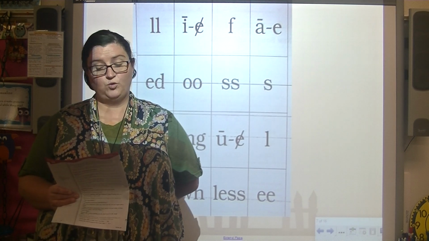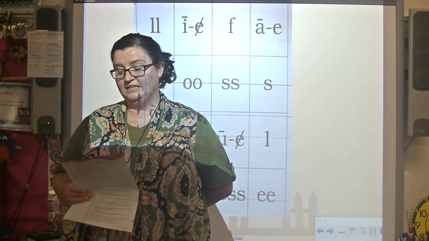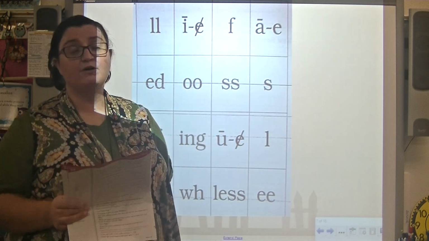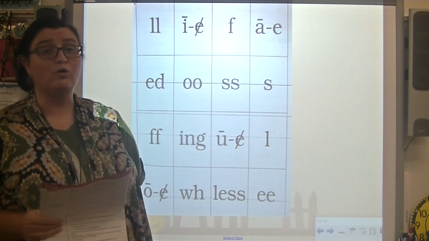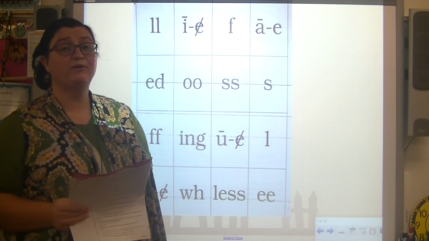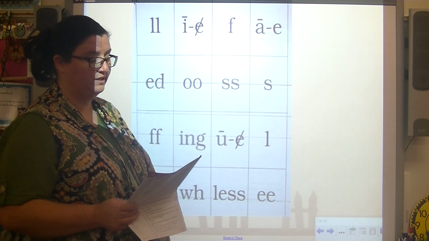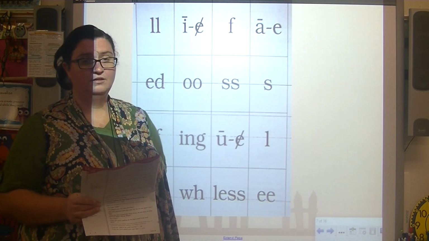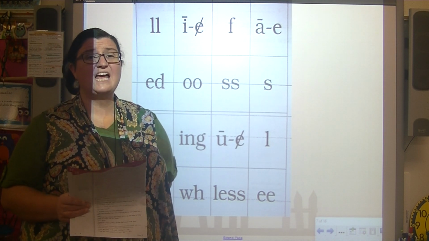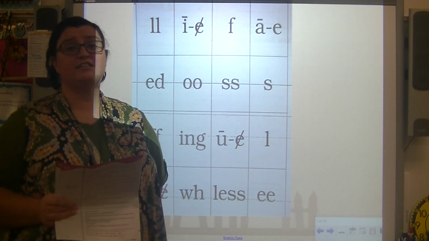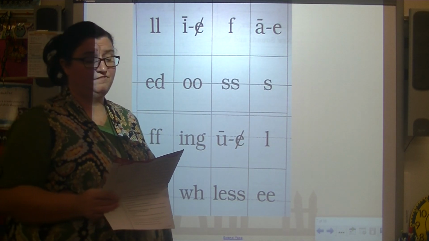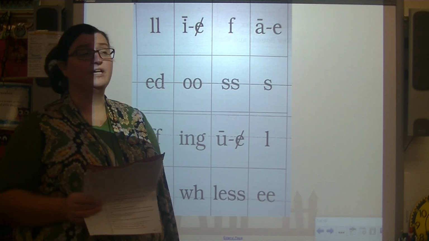Cover or cross out the correct spelling for the final sound in the word thrill. Thrill. It was a thrill to get to ride the rides at the fair. Thrill.